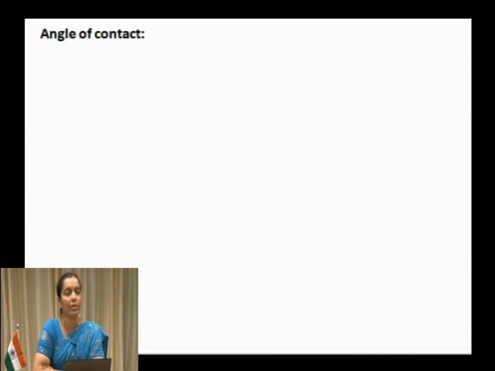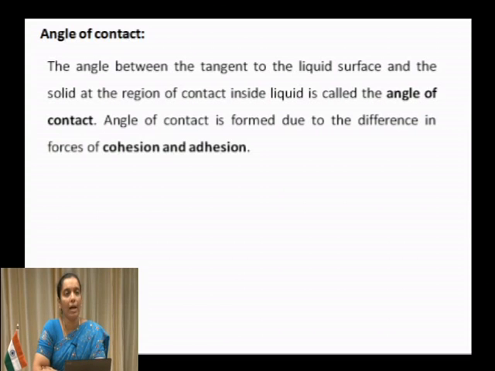Next, let us define the term called angle of contact. The angle between the tangent to the liquid surface and the solid at the region of contact inside the liquid is called the angle of contact. The angle of contact is formed due to the differences in force of cohesion and adhesion.